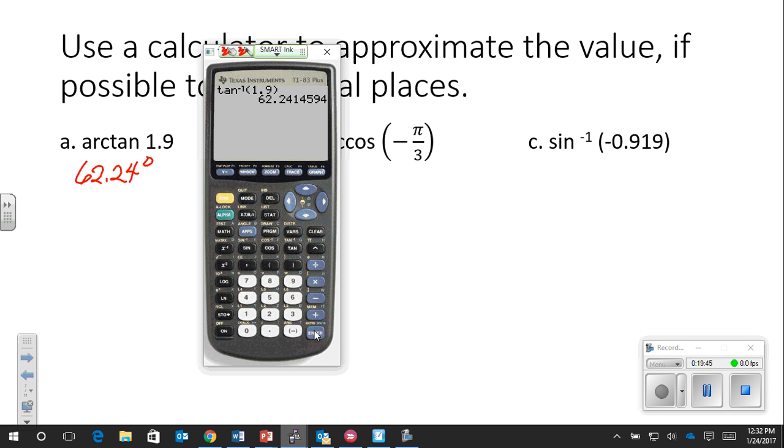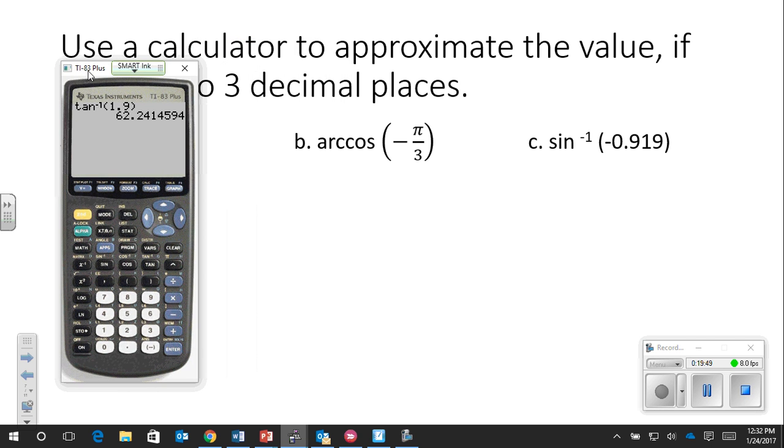Okay, next one. Which angle has a cosine of a negative pi over 3? So they're trying to mess with you, aren't they? Okay, they're saying the angle whose cosine is a negative pi over 3. What happens when you plug it in your calculator? And you have an error in domain, right? It's undefined. It's not possible. Why is that not possible?